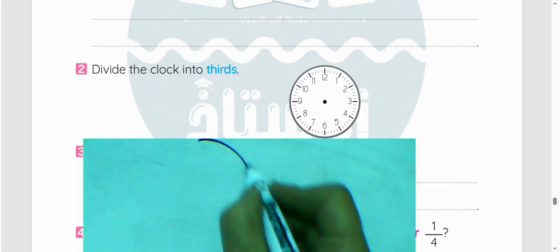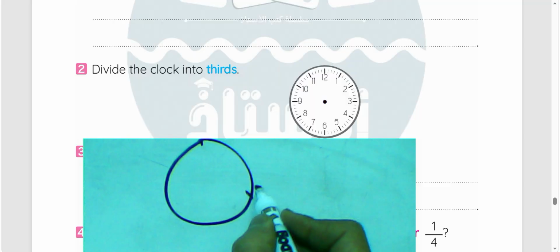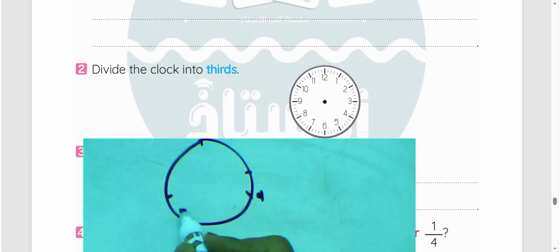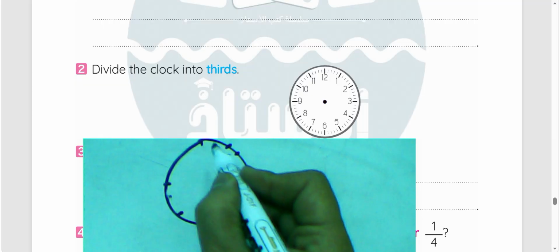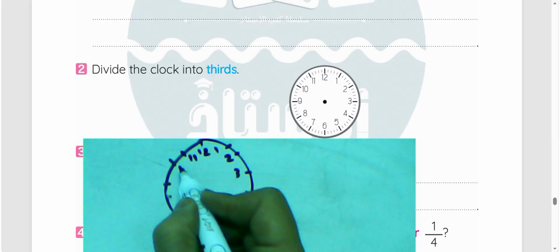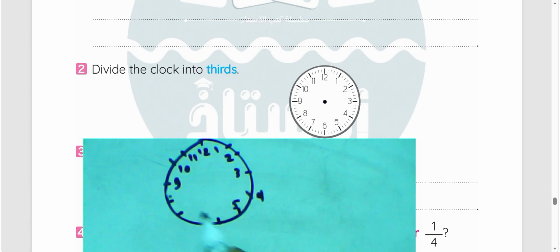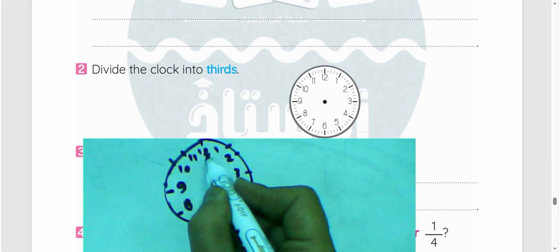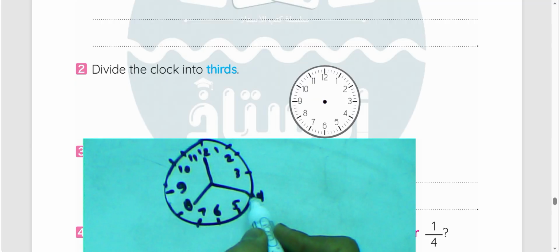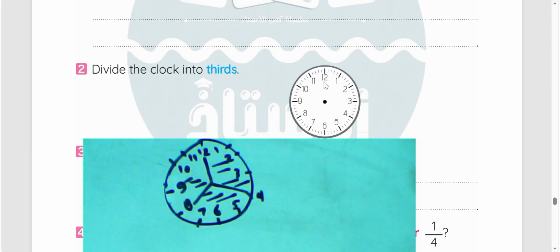Next question, divide the clock into thirds. Okay, we can divide it here. We know the third of the clock goes to 4, and also here we have 4, 5 here, and 3, 2 and 1 is 12, 11, 10, 9. We have 5, 6, 7, 8 and 9. Like this. From 8 and 4 we can divide it into 3 parts like this. Draw from 12 to this point, and 12 to 4, and 12 to 8.